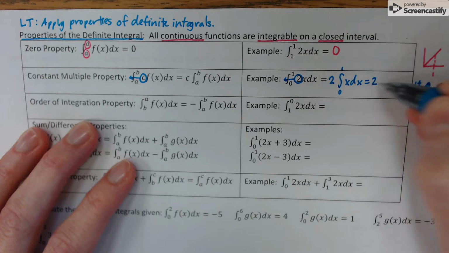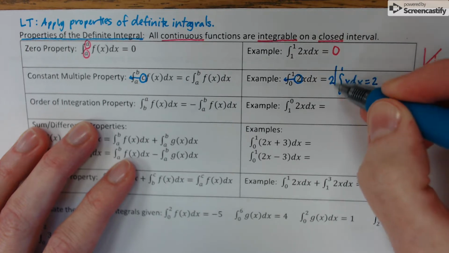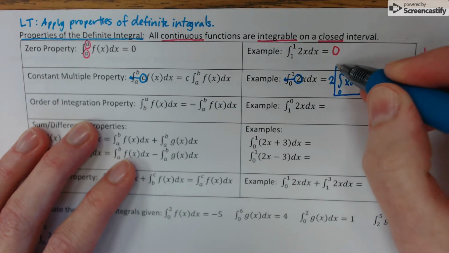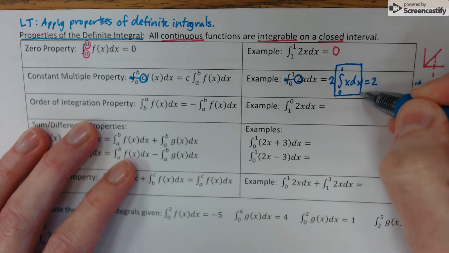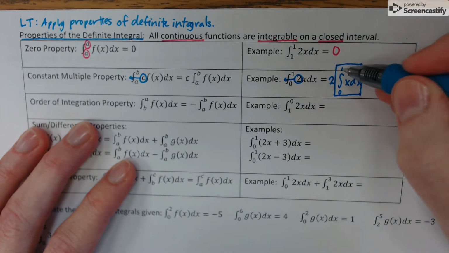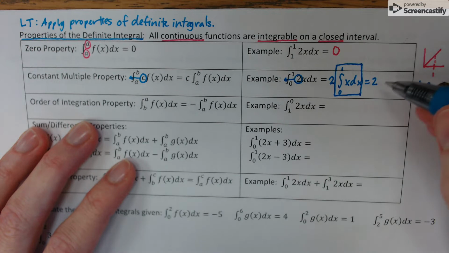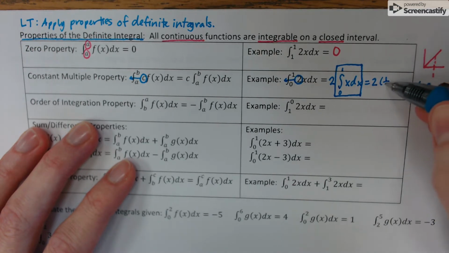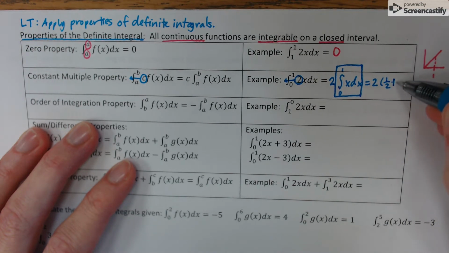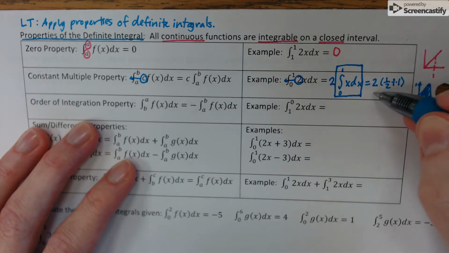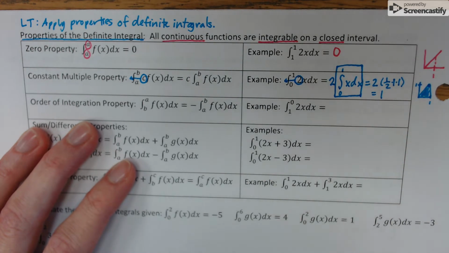And so we could leave that 2 out front and then just evaluate or find the area between the function x and the x-axis from 0 to 1, which I went ahead and graphed here. It is a triangle with dimensions of 1 and 1. And that gives us a final answer of 2 times a half, which is 1.